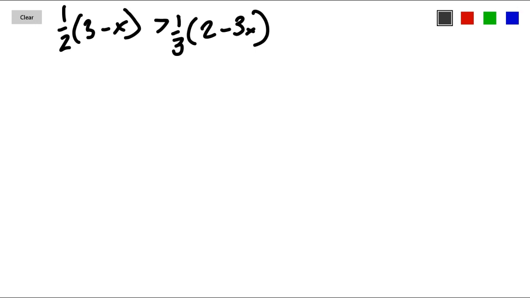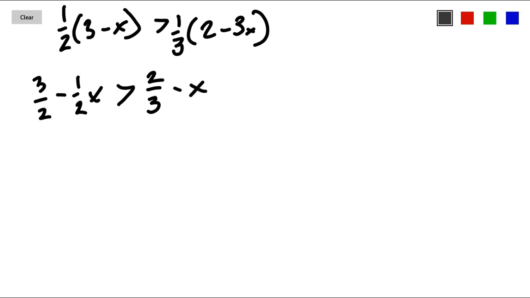So the process is going to be the same, but the approach might be slightly different because we have fractions in there. So 1/2 times 3 is going to give me 3/2. And then 1/2 times minus x gives me a minus 1/2 x. And we have greater than. 1/3 times 2 gives me 2/3. And then 1/3 times negative 3x gives me a minus x.